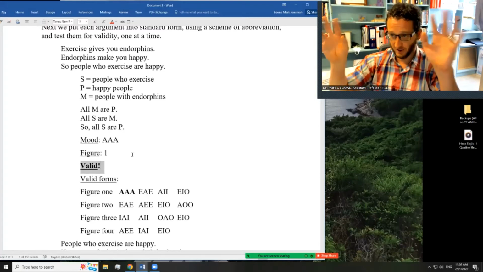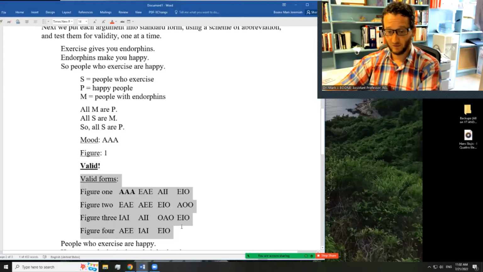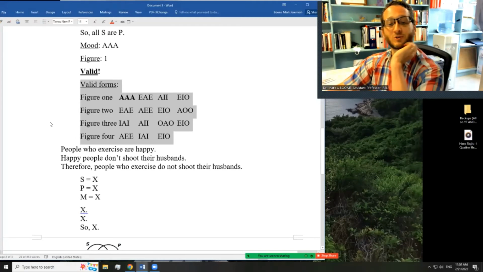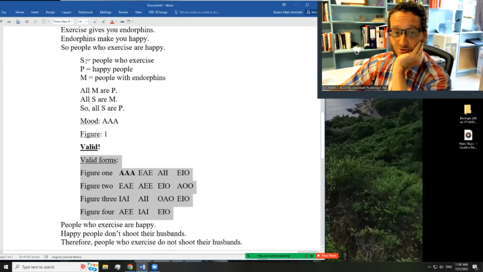Never forget to state the argument's valid after you've shown that it's valid, or invalid after you've shown it's invalid. It's valid because it's one of the valid forms. Now, people who exercise are happy. Happy people don't shoot their husbands. Therefore, people who exercise do not shoot their husbands is our next link in the chain of syllogisms. And you might be thinking, well, people who exercise is S, and happy people is P.